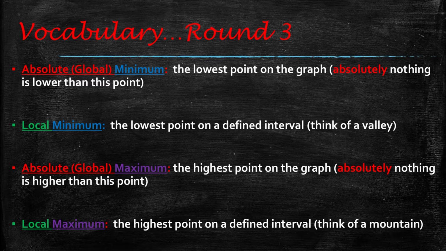Few more vocabulary words. Absolute global minimum. That is going to be the absolute lowest point on the graph. Absolutely nothing else is lower than this point. Now we can also have what's called a local minimum, which is a lowest point on a defined interval. So it's not necessarily the absolute lowest, but it is a minimum on a certain section of the graph. And then vice versa, we have the absolute global maximum, which is the absolute highest point. And then we have a local maximum, which is a high point, but not necessarily the highest point.